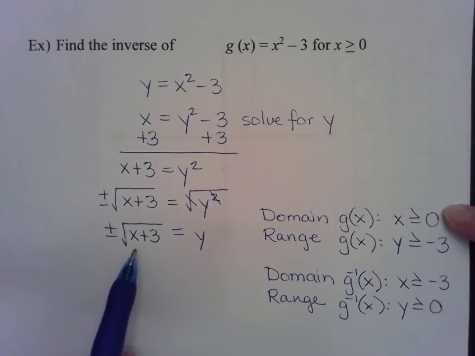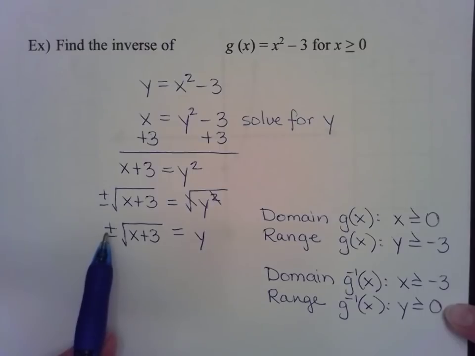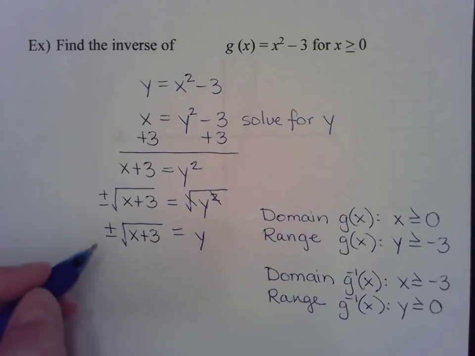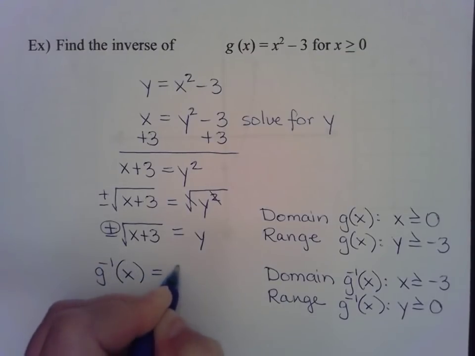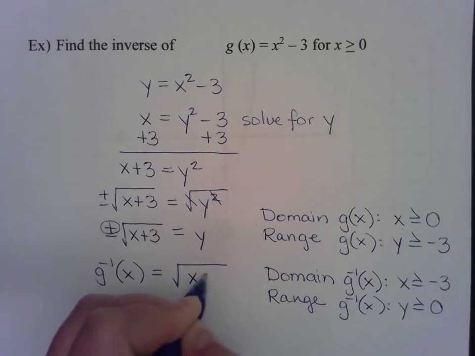Okay, so since I wanted the y values to come out to be positive, I want to choose the plus and sort of get rid of the negative here. I told you we were going to make a choice, so we're choosing the plus. I'm going to write it as the inverse. So g inverse of x will be the positive square root of x plus 3.